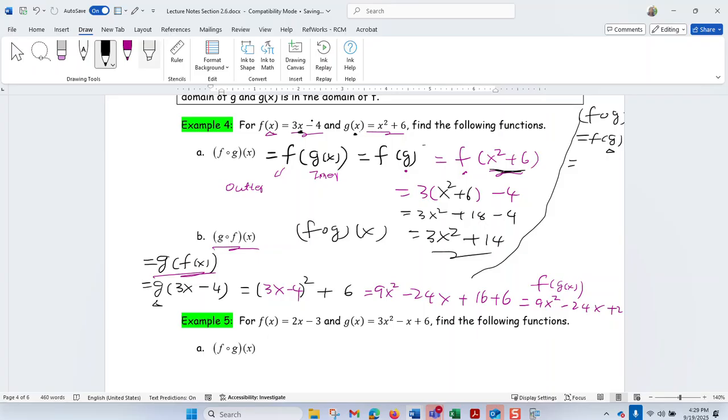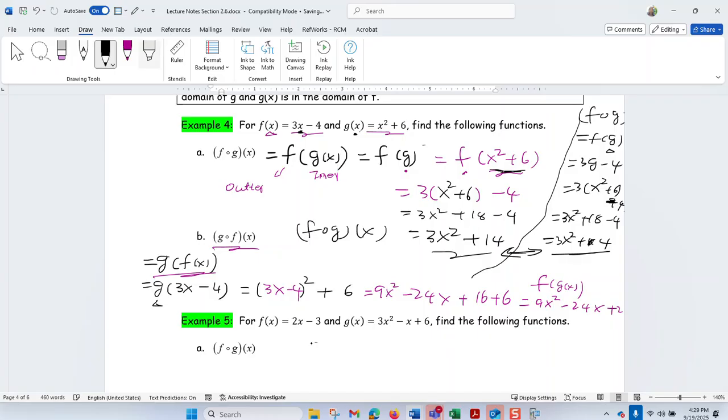So you have 3x minus 4, so I'm going to have 3g minus 4 because my inside here is g, right? And how much is g? Well, g is x squared plus 6. So now I have 3 times (x squared plus 6) minus 4, okay? And then I can simplify this one. This is 3x squared plus 18 minus 4, since 3 times 6 is 18. So I got 3x squared plus 14. Look at it, you got exactly the same answer. So that's another way to do it.